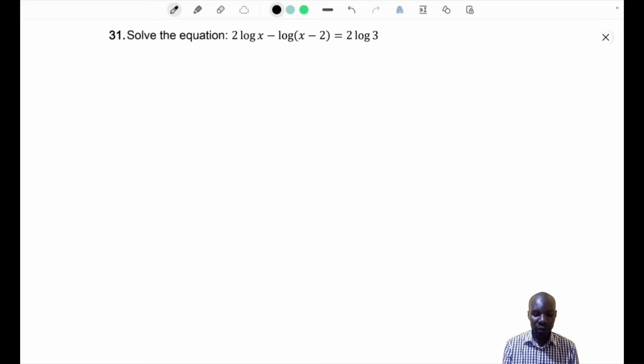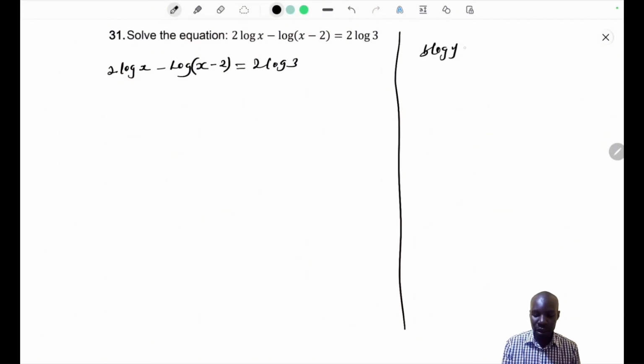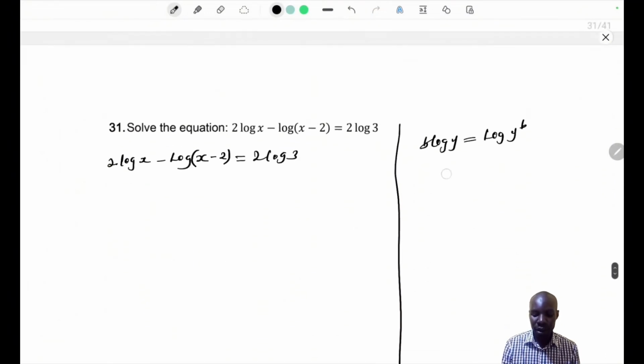Number 31. Solve the equation 2 log of x minus log of x minus 2 equals 2 log of 3. So we have 2 log of x minus log of x minus 2 equals 2 log of 3. We all know if you are given b log of y, this can be written as log of y to the power b.